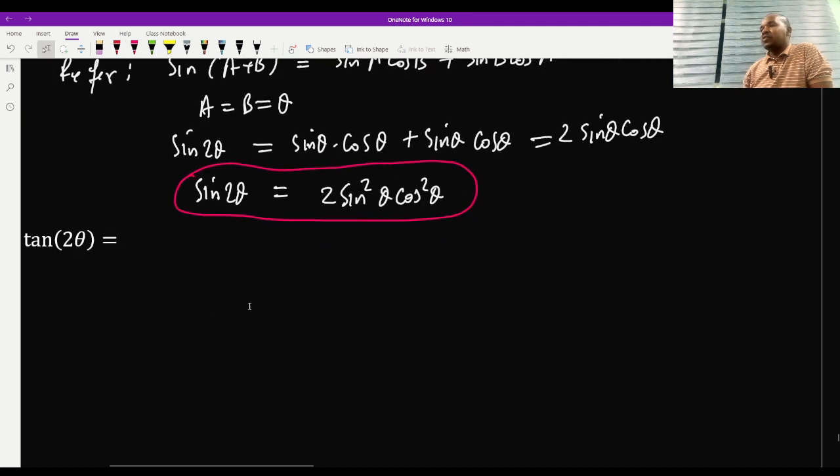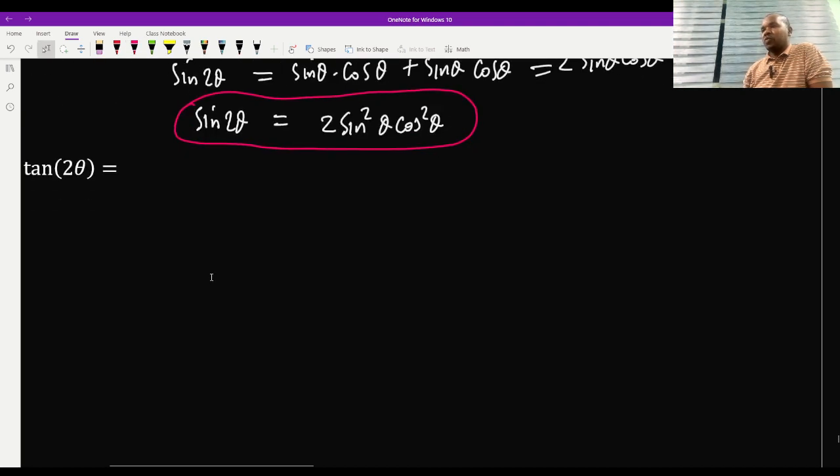The last one, dear students, is tan 2 theta. So with this, what will be the expression?